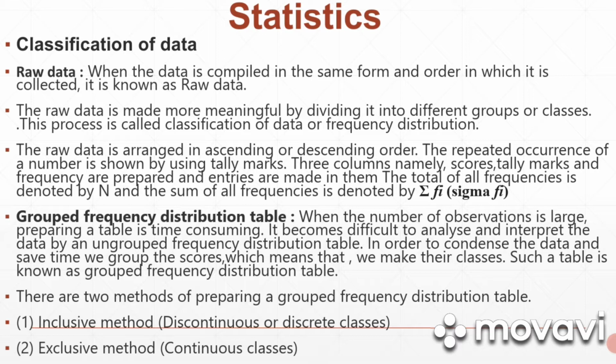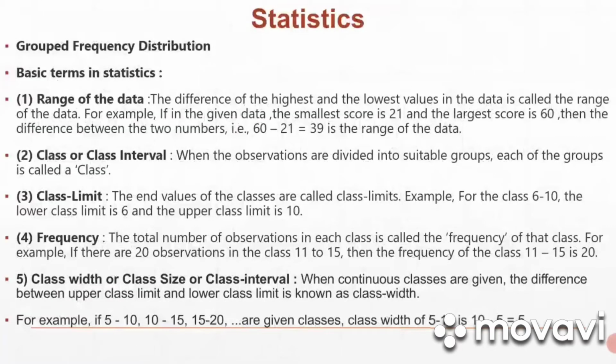There are two methods of preparing a grouped frequency distribution table. The first method is inclusive method, which are discontinuous or discrete classes, and the second is exclusive method, which are continuous classes. Grouped frequency distribution. The basic terms used in statistics.